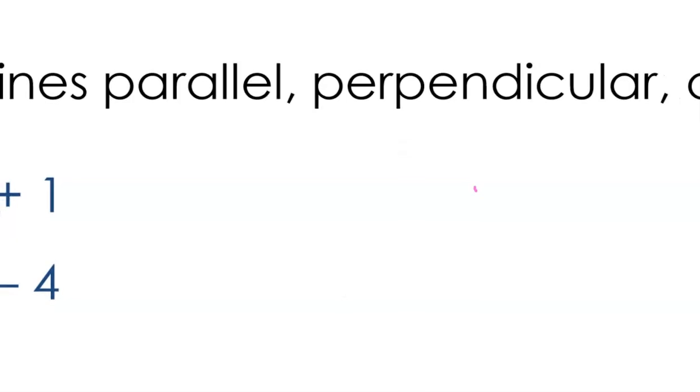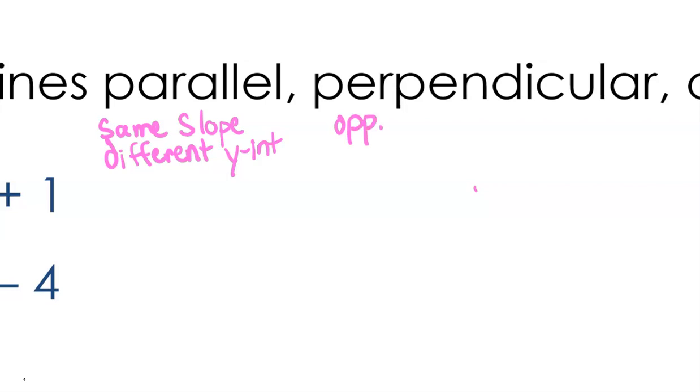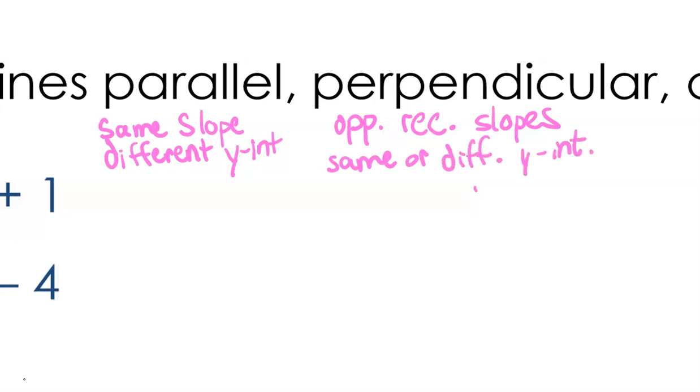Parallel lines have the same slope and different y-intercepts, whereas perpendicular lines have opposite reciprocal slopes, and their y-intercepts can be the same or different. The key thing we're going to focus on first is the slopes, and then we'll take a second look to confirm when we look at the y-intercepts.